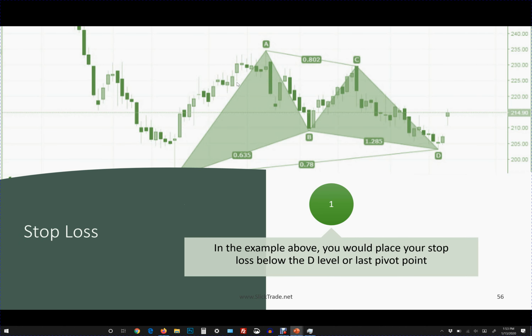So, stop loss. In the example above, you would place your stop loss below the D level or last pivot point. Here are our pivot points: you have X, A, B, B is the eye, C, and D. Those are your pivot points. This is the start of the pattern, and this is the end of the pattern. So you would place your stop below that D level. I like to leave a little bit of a cushion. I don't place it directly at that. That's just me personally. That's what I have found has worked. So that is what I do.